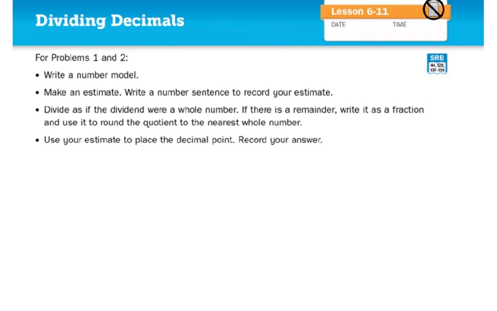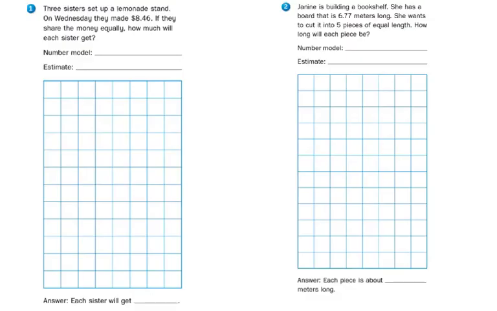Let's go ahead and move to our math journal, page 224. The directions on page 224 read, for problems 1 and 2, write a number model, make an estimate, write a number sentence to record your estimate, divide as if the dividend were a whole number. If there is a remainder, write it as a fraction and use it to round the quotient to the nearest whole number. Use your estimate to place the decimal point and record your answer. So let's begin with number 1.